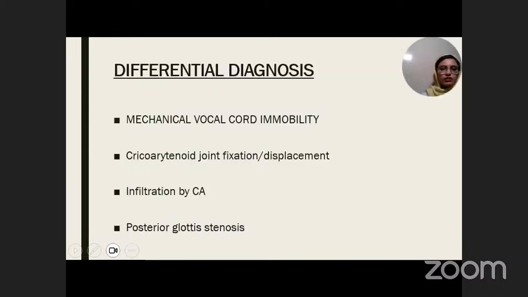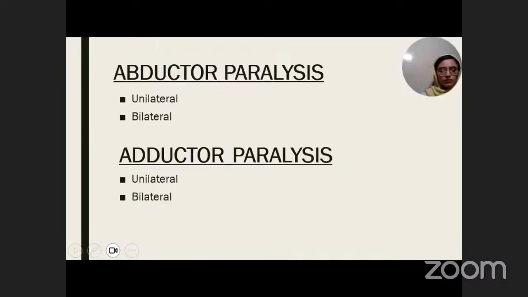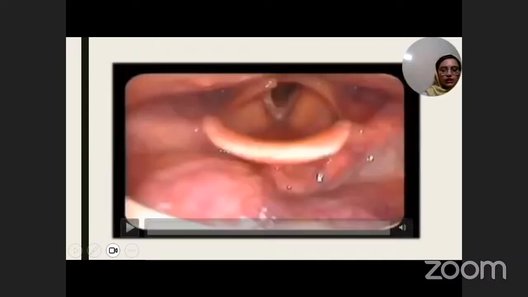What are the differential diagnoses of vocal cord paralysis? It includes mechanical vocal cord immobility, which can be due to cricoarytenoid joint fixation or displacement, infiltration by cancer, or posterior glottic stenosis. These are vocal cord positions during respiration and phonation in a normal person, in unilateral paralysis, and in bilateral paralysis. Vocal cord paralysis is divided into two types on the basis of muscles, that is abductor paralysis and adductor paralysis, which can be unilateral and bilateral.